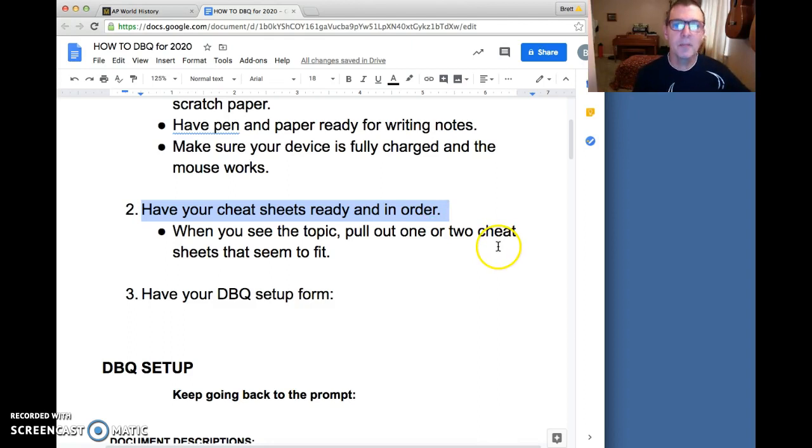When you see the topic, you can pull out one or two cheat sheets that seem to fit, have those in front of you. So you've got a good work environment, everything ready.